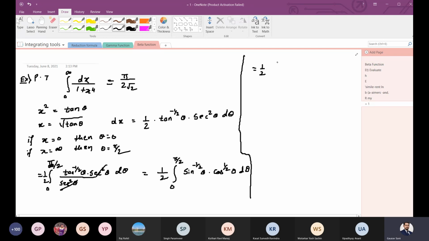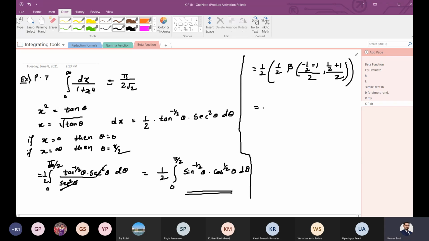So this is 1 by 2 beta of, what's the formula here? 1 by 2 beta of p plus 1 by 2, q plus 1 by 2. So 1 by 2 beta of minus 1 by 2 plus 1 divided by 2 comma 1 by 2 plus 1 divided by 2. This was the formula. You cannot use reduction over here. Please note this.